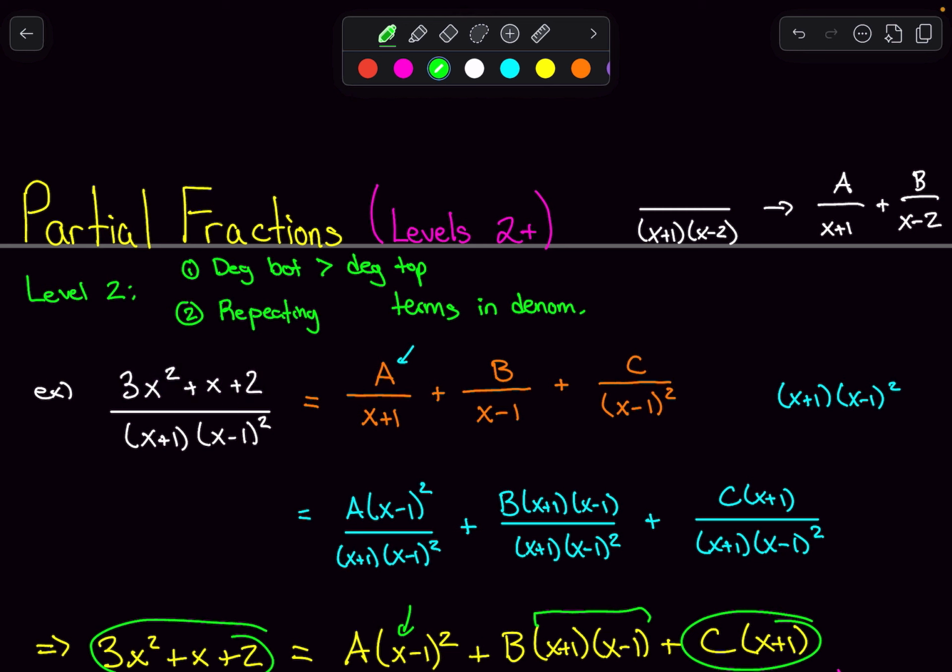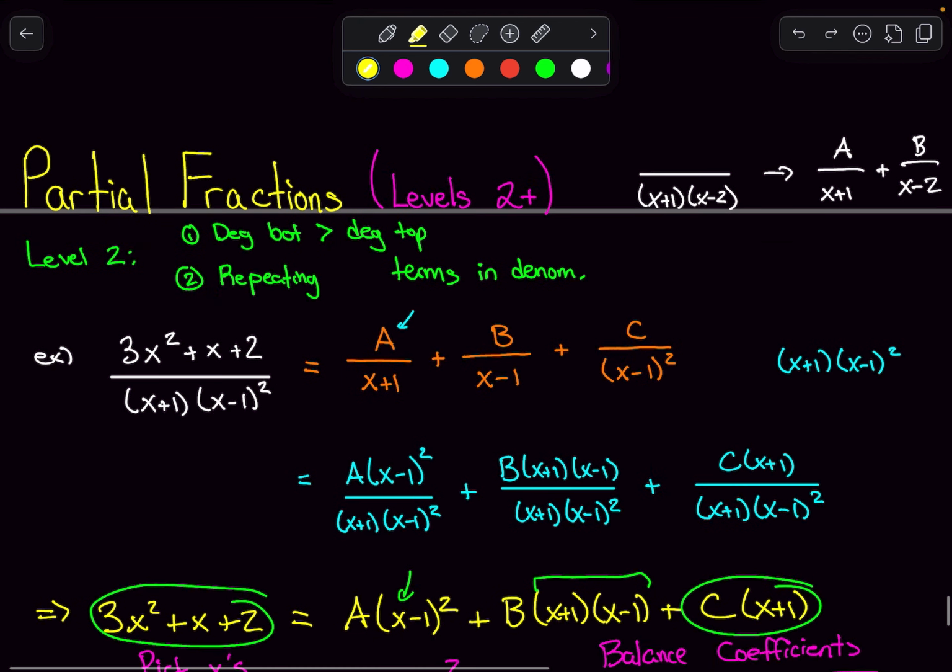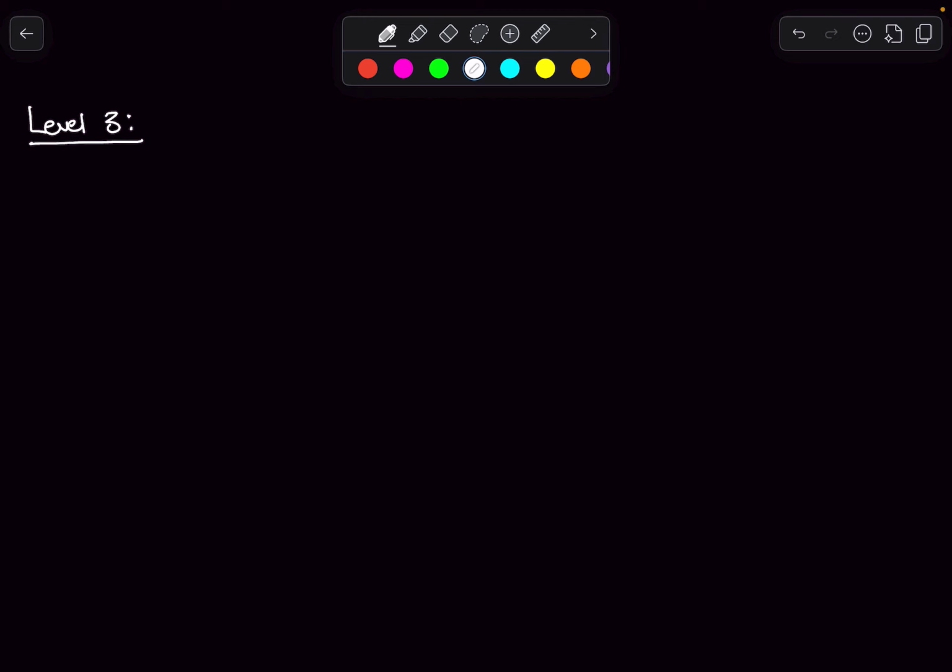So just as a reminder, level 1 was if we had distinct linear terms in the denominator. Level 2 is what happens if we have some repeating linear terms in the denominator. And now let's move on to level 3. Level 3 is going to be the same old. Step 1 is that the degree on bottom is larger than the degree on the top. But the second thing now is what happens if we have an unfactorable quadratic.